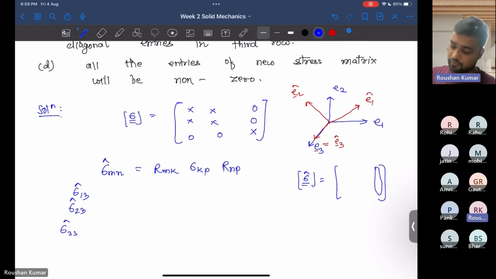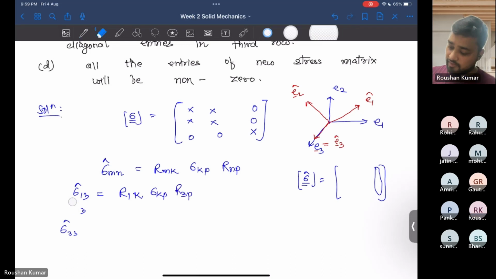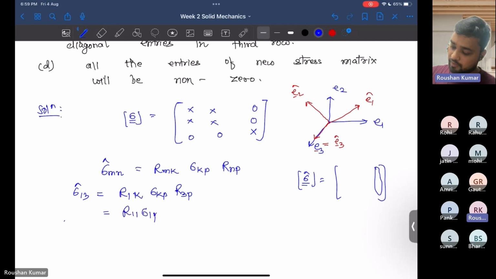So sigma hat 1 3 is given by R1k sigma kp R3p, and this is the summation over k and p. First sum over k, so we will get R11 sigma 1p R3p plus R12 sigma 2p R3p plus R13 sigma 3p R3p. Now let's check.